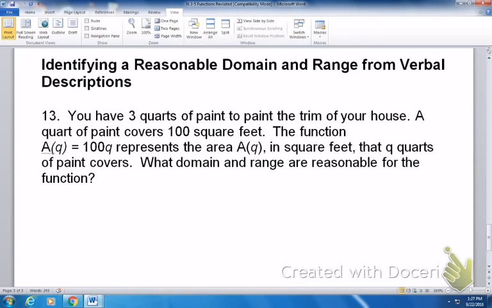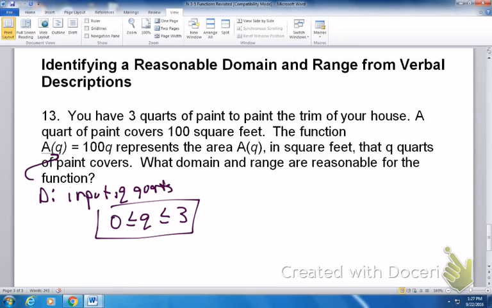So let's start with the domain. Domain are like our input values, if you don't remember, and it's the thing we're putting in. In our case, it's the input, and they've told us right here that it's signified by Q, which is quarts. Now, we have to think about quarts when we're thinking about domain. What's the fewest amount of quarts we could use? Well, the fewest amount would be 0. That's going to be less than or equal to our Q value, and it's going to be less than or equal to the total amount of quarts we could use. Well, we only have 3, so that's all we can use. So my domain is 0 is less than or equal to Q is less than or equal to 3.